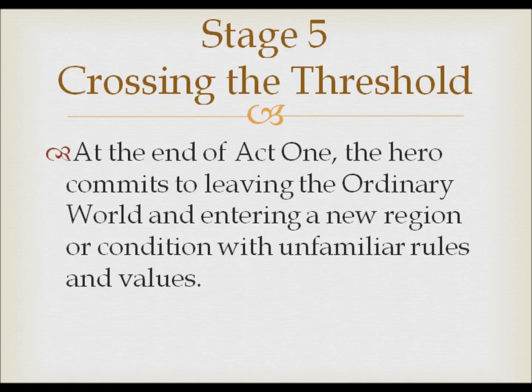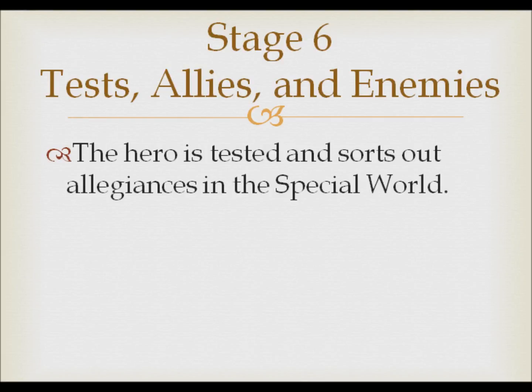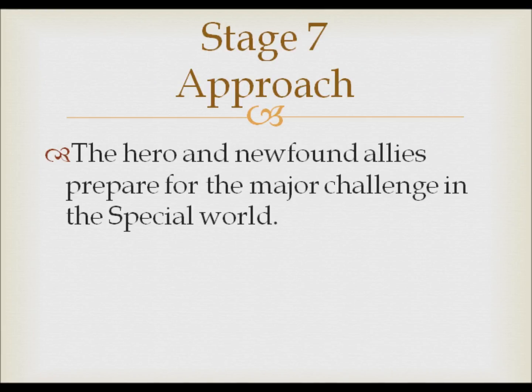Stage 5, crossing the threshold. At the end of Act 1, the hero commits to leaving the ordinary world and entering a new region or condition with unfamiliar rules and values. Stage 6, tests, allies, and enemies. The hero is tested and sorts out allegiances in the special world. Stage 7, the approach. The hero and newfound allies prepare for the major challenge in the special world.